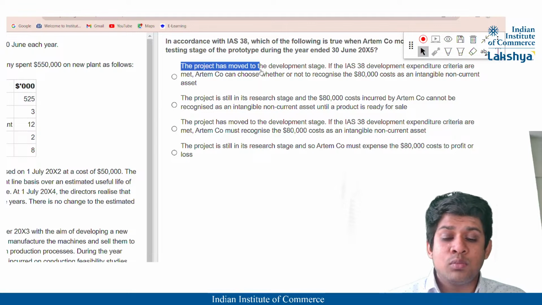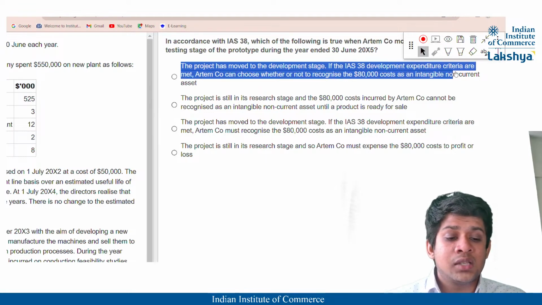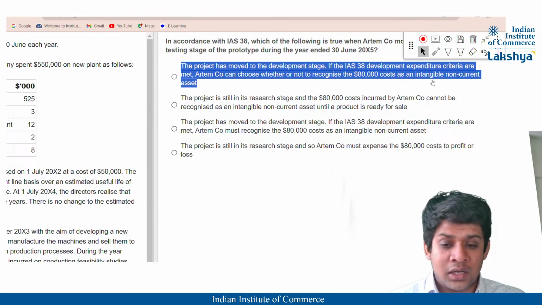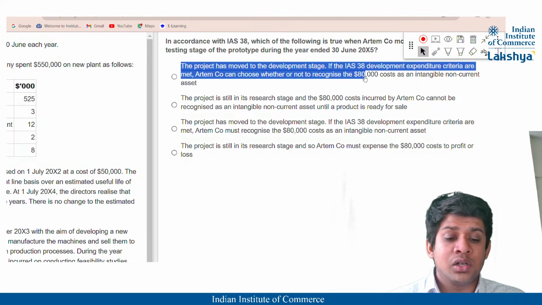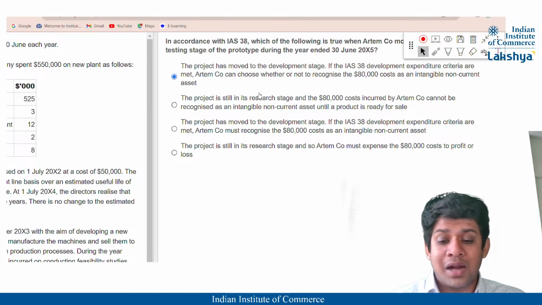The project has moved to development stage. If IAS 38 development expenditure criteria are met, Atom Company can choose whether or not to recognize the $80,000 cost as an intangible asset. Then he does not have to choose. Then it is better off for him to capitalize it, right? So whether or not to recognize the $80,000 cost as an intangible non-current asset. Yes, I think this would be appropriate, but let us look at the whole scenario.